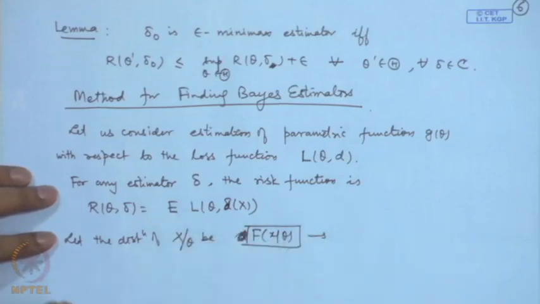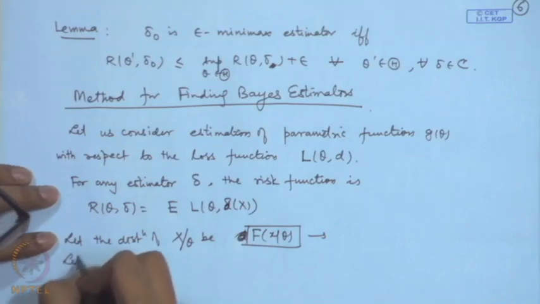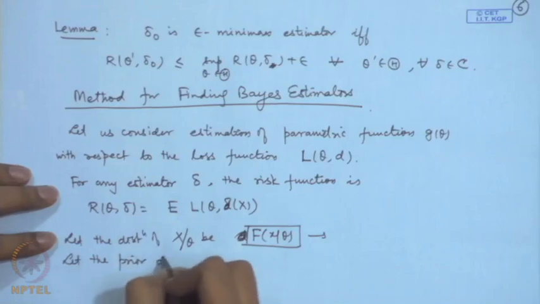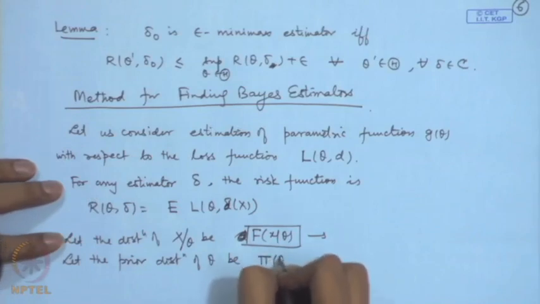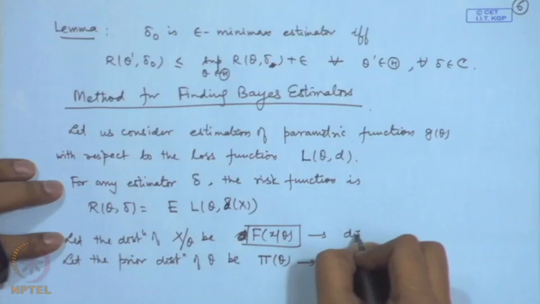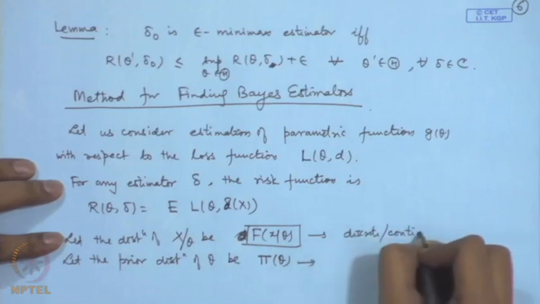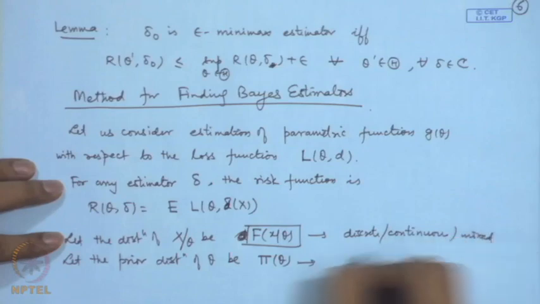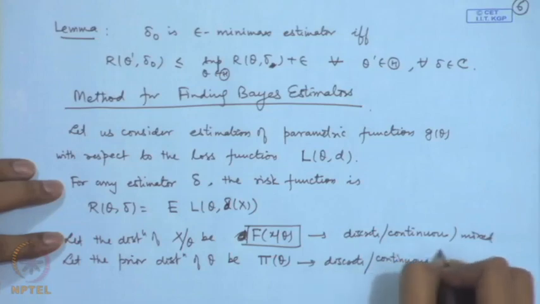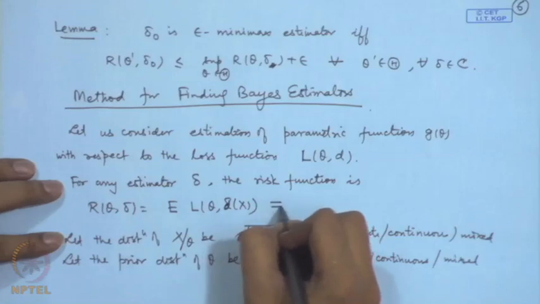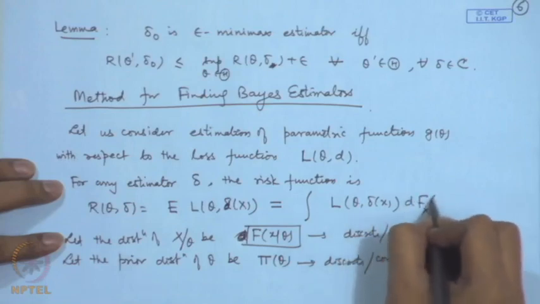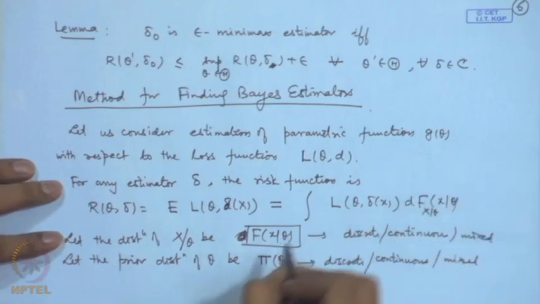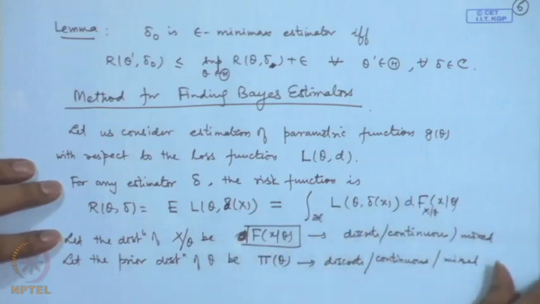We will consider the conditional distribution of x given theta, and let the prior distribution of theta be pi theta. Once again, this could be discrete or continuous or mixed, and similarly the other could be discrete or continuous or mixed. In that case, this is nothing but L theta delta x d F x given theta. The integral is over x here.